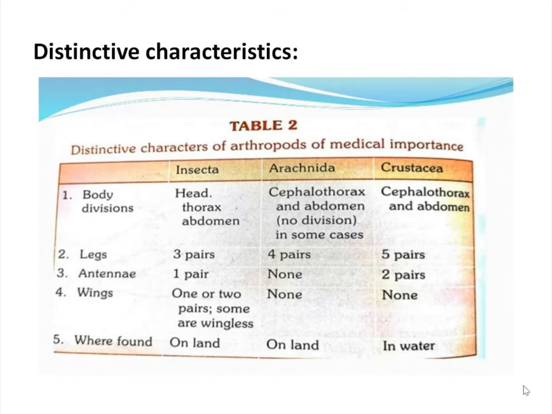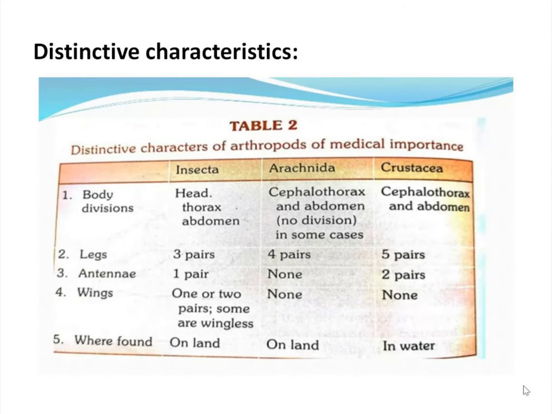So next, coming to the legs. Insecta has three pairs of legs, whereas Arachnida has four pairs of legs, and in Crustacea, five pairs of legs are present. Next, coming to antennae. Only one pair of antennae is present for Insecta. For Arachnida, there is no antenna. For Crustacea, like Cyclops, it has two pairs of antennae.